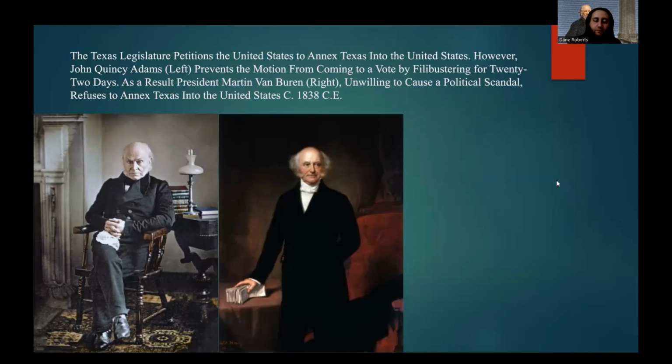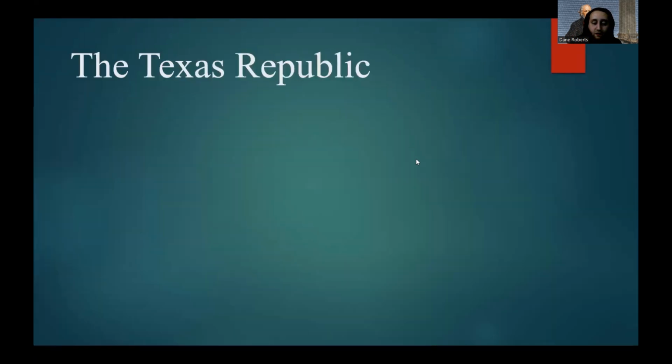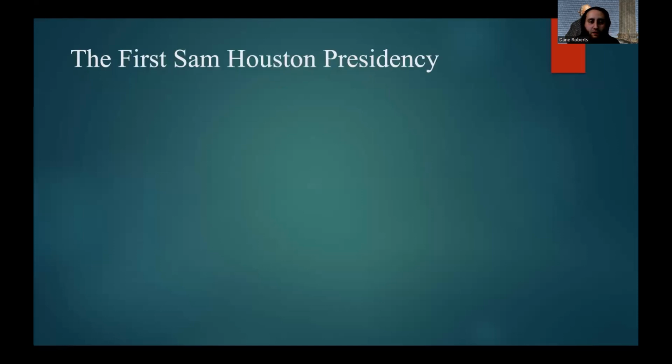As a result of this, Texas would begin inviting white Americans to immigrate to Texas, with many white Americans doing this to escape an economic depression going on at the time that was known as the Panic of 1837 CE. Which now brings us to the Texas Republic itself, starting with the first Sam Houston presidency.